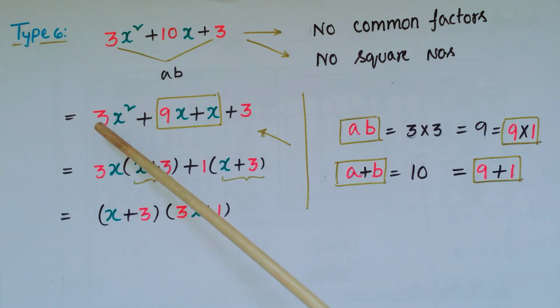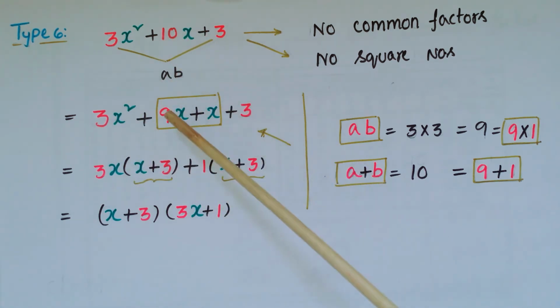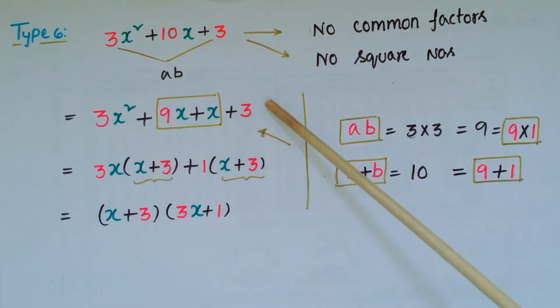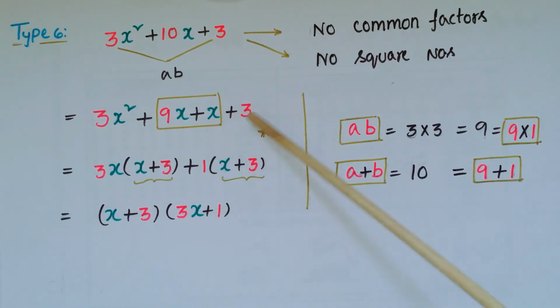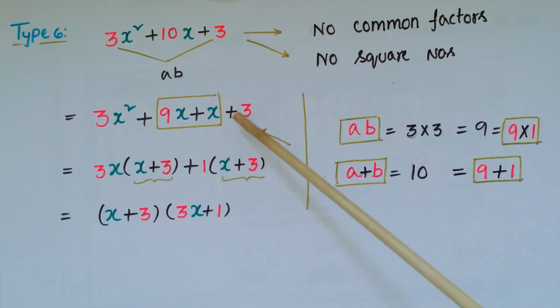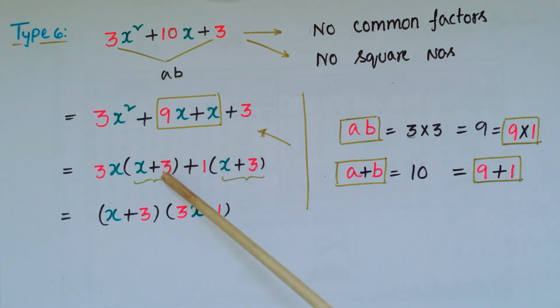Then you can write this expression as 3x square plus 10x, we can write as 9x plus x, plus 3. So you can take the common factors here, 3x into x plus 3 plus here x plus 3, the common factor is 1, so 1 into x plus 3. Again you check these two terms, x plus 3 is common, so x plus 3 into 3x plus 1.